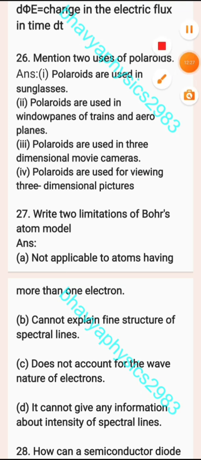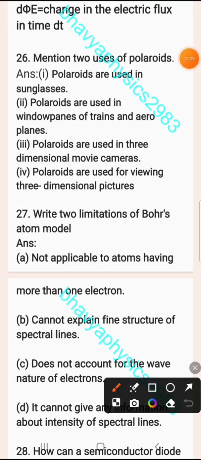Students, you should write any 2 points if it is asked for 2 marks or 3 points if it is asked for 3 marks. So 4 points are given here. So note down all the 4 points and please remember at least 2 points or 3 points for writing in 2 marks and 3 marks.